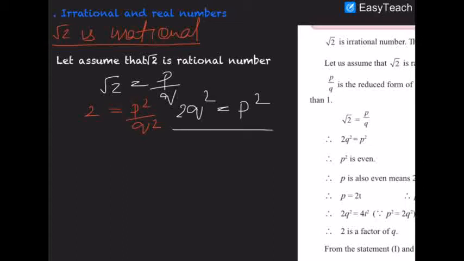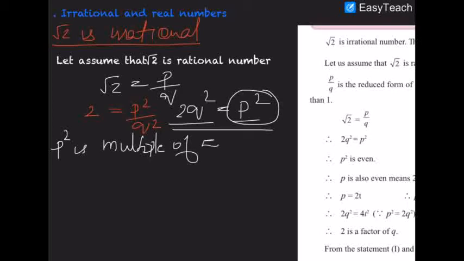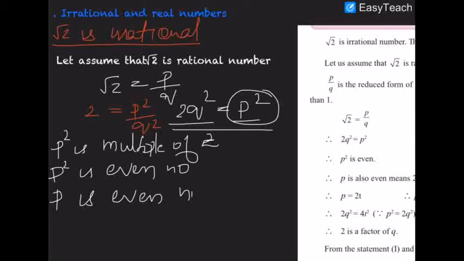So you can see 2q square is equal to p square means p square is a multiple of 2. 2 into q square is equal to p square. So it means that p square is a multiple of 2. p square is a multiple of 2. That means that p square is an even number, which implies p is an even number.